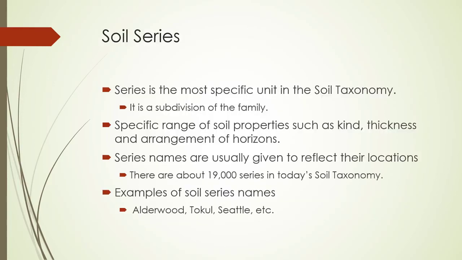So the soil series is the most specific unit in soil taxonomy. It's a subdivision of the family. It has a specific range of soil properties such as kind, thickness, and arrangement of horizons. And actually, I'm contradicting myself. There are about 19,000 series in today's soil taxonomy. And in our area, you'll see Alderwood, Tokul, Seattle, etc.